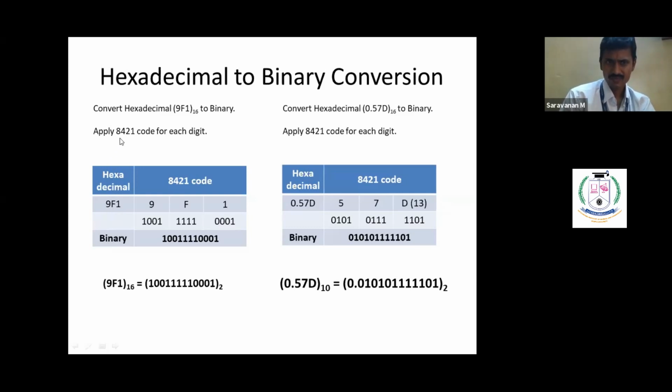And the decimal value of F is 15. So 15 means just add all the numbers so that we get 15. So the binary for F will be all ones. Then for 1 it is going to be 0001. Just combine everything, we get your binary representation. The same way for your decimal part. The only difference is we get a decimal point here. Apart from this, both are going to be the same.